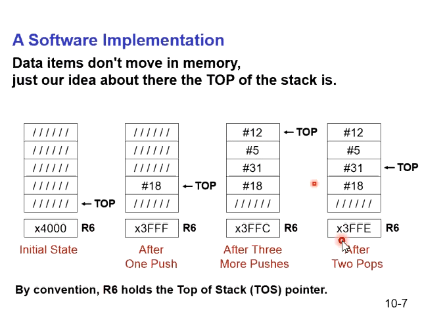And after 2 pops, what happened? Because over here the value in this location is popped, that means we read it out, but over here it still exists in the stack. And after 2 pops, we just change the value for TOS, that means the stack pointer R6. So now after 2 pops, R6 stores the value 3FFE. This is the address of this location, storing the value 31 over here.